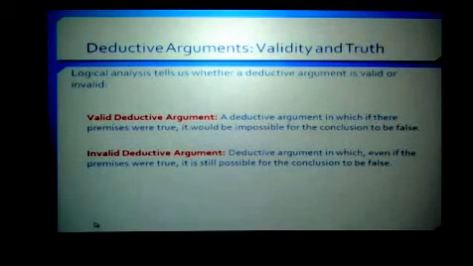Now, notice for an invalid deductive argument, what's going on is the intent of the author or the claim that's being incorporated in such arguments are unfulfilled. Remember, deductive arguments incorporate the claim that if the premises were true, then it is impossible for the conclusion to be false. If this is the case, then an invalid argument does not fulfill this claim, okay? Why? Because an invalid argument is one in which, if the premises were true, it is still possible for the conclusion to be false.